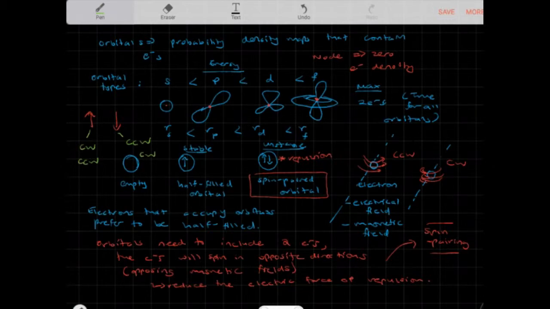And with spin pairing, when the electrons spin in opposite directions, they actually reduce the electrical force of repulsion, right? So that's what keeps the orbital much more stable than it can normally be. So you need to understand the difference between an empty, a half-filled, and a spin-paired orbital. Specifically, the spin-paired orbital is where the electrons that occupy the orbital fill it to its maximum capacity, and they spin in opposite directions to reduce the repulsion force between the 2 electrons.